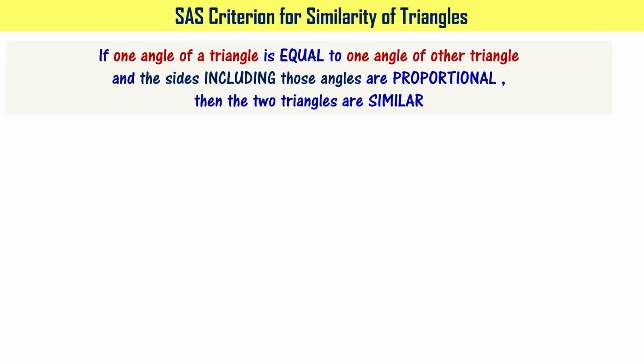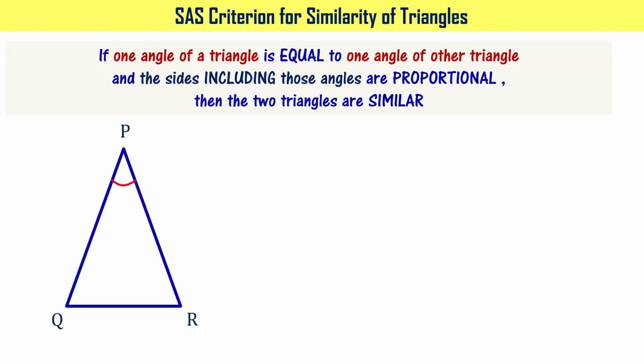Let's understand this. Let us consider triangle PQR and angle P as shown in the figure. As you see here, I have drawn another triangle and am calling it triangle ABC, right? As you have seen, angle A is equal to angle P. It means one of the angles of triangle PQR is equal to one angle of the other triangle, that is, triangle ABC, right?